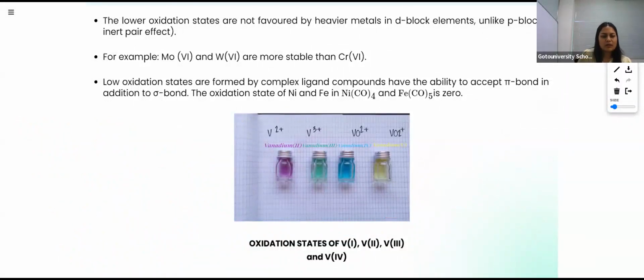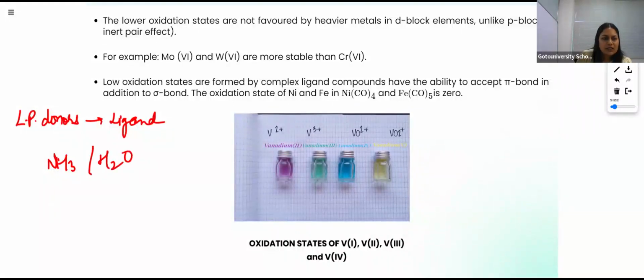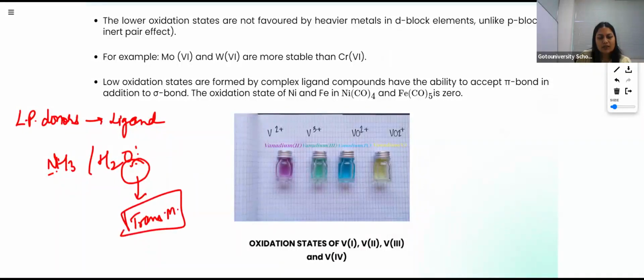Now, how do they form complexes? Let me show you here. As I have said, coordination compounds, or coordination complexes, are formed when the lone pair donors donate their lone pairs. For example, NH3 or H2O. NH3 has a lone pair, H2O also has a lone pair. So they donate their lone pair to who? To the transition metals, and that is how they form coordination compounds.